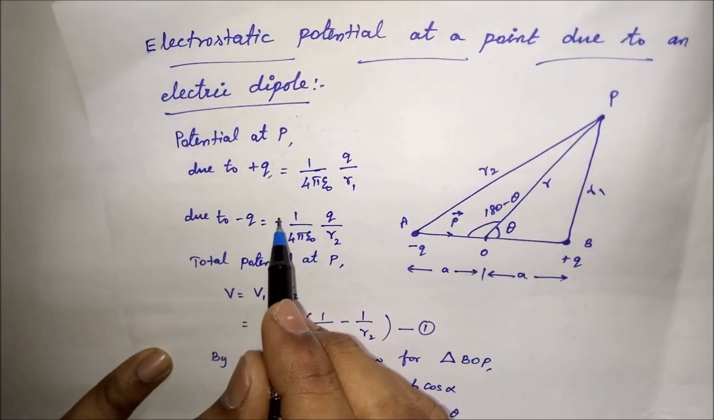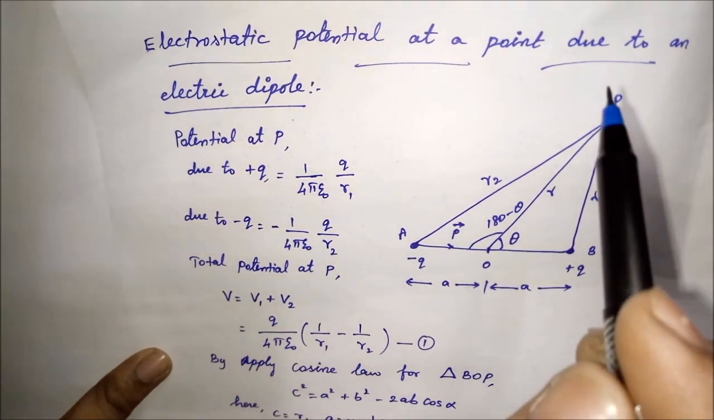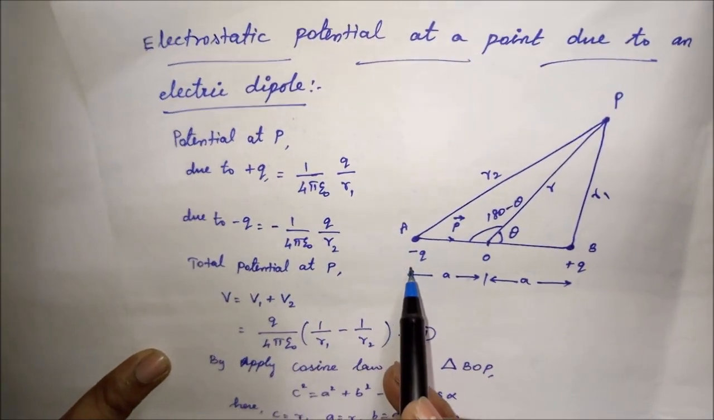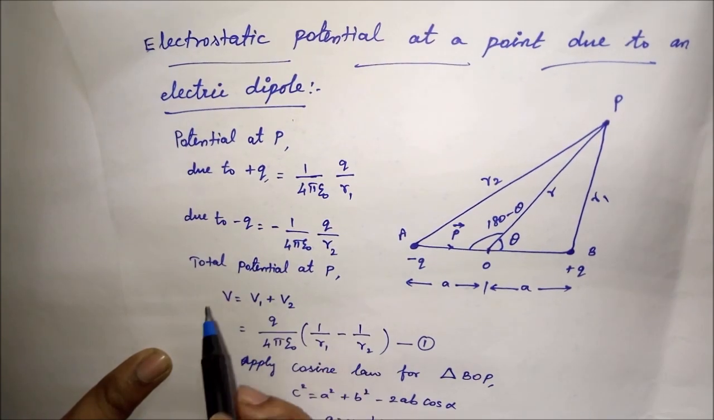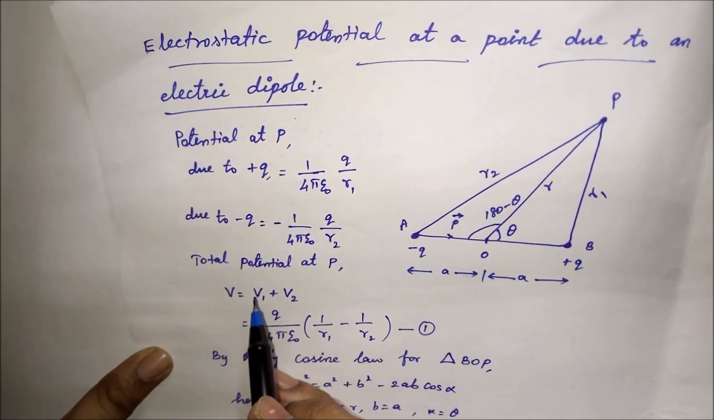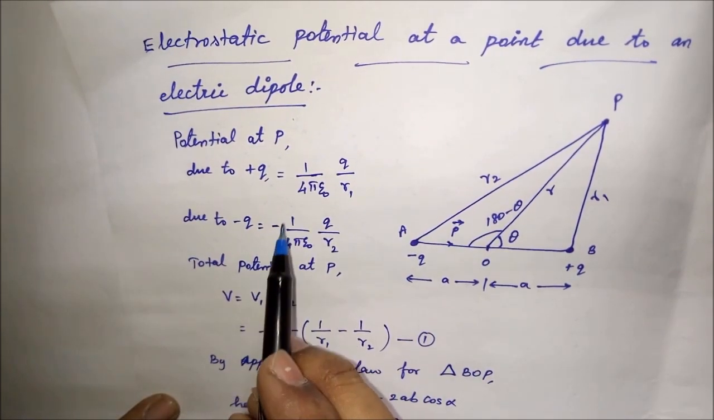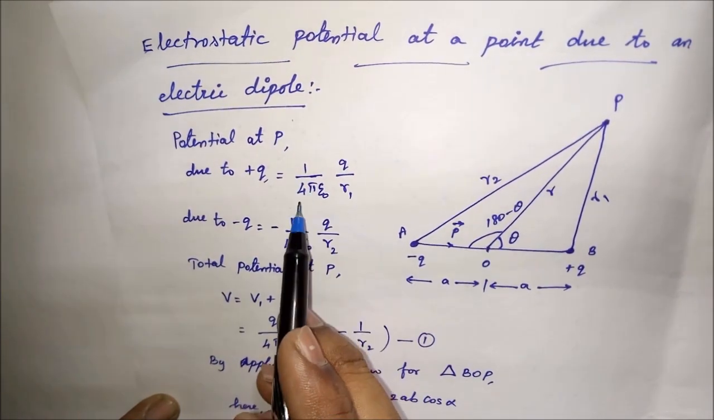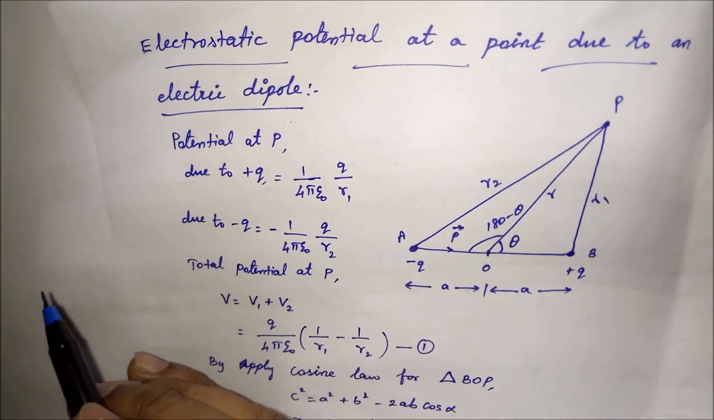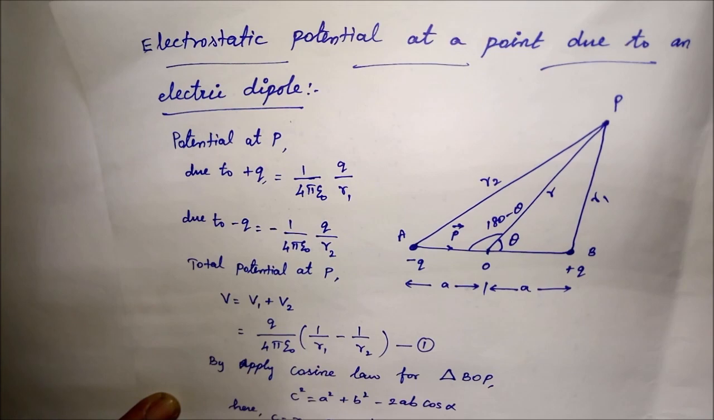Why is one negative and the other positive? Because if you consider a positive charge the potential is positive, and if you consider a negative charge the potential is also negative. That's why there is a minus. Next we calculate the total potential at P by adding these two values. V1 plus V2, where Q divided by 4 pi epsilon naught is common, so take it outside. The remaining is 1 divided by r1 minus 1 divided by r2.